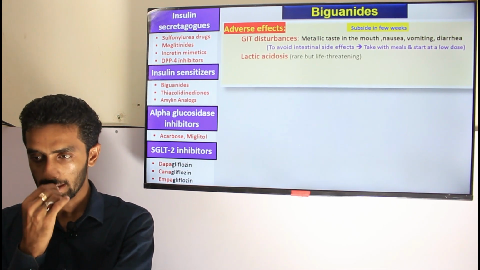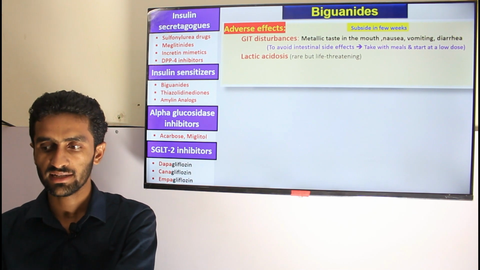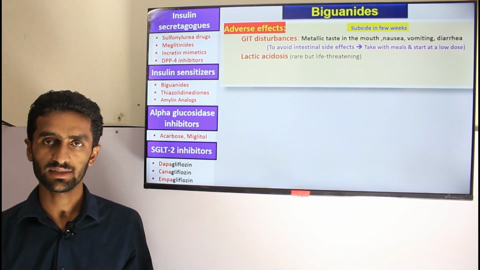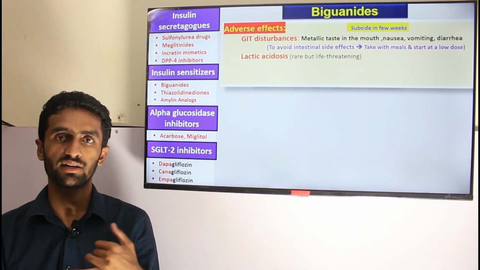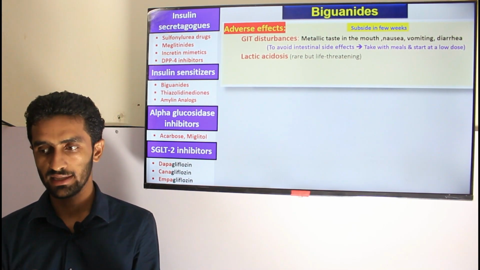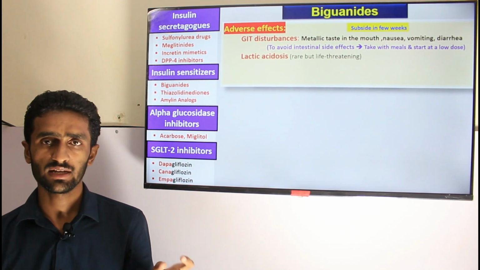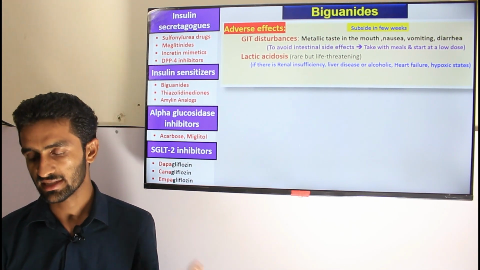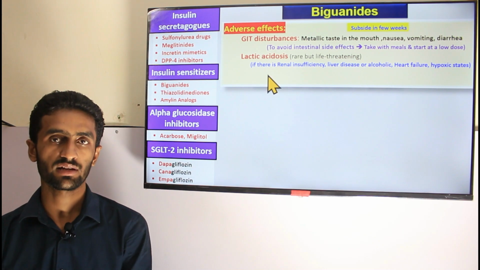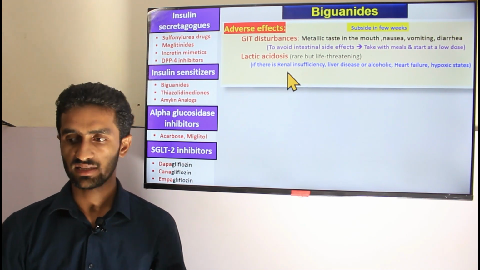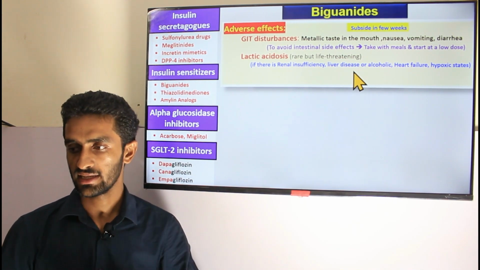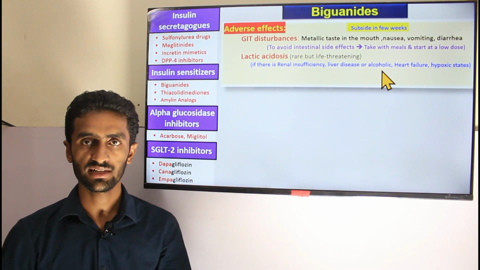One of the rare but life-threatening side effects is lactic acidosis. Although these are rare cases in the hospital, this question is repeated again and again in the postgraduate exams, especially the USMLE or FCPS or any PG exam. The mechanism is not clear, but if there is renal insufficiency, liver disease, alcoholism, heart failure, or hypoxia, there is a higher risk of lactic acidosis. Because with renal insufficiency, there is no excretion of the lactic acid; with liver disease, no metabolism of the lactic acid; and if it's alcoholic, they increase the lactic acid.